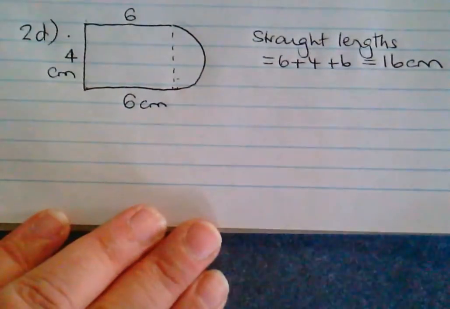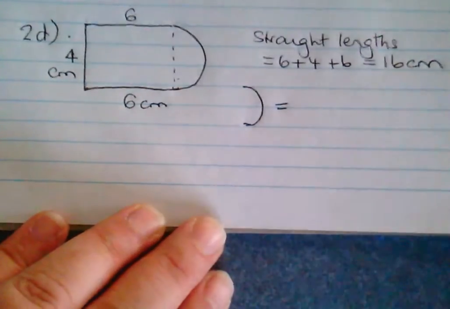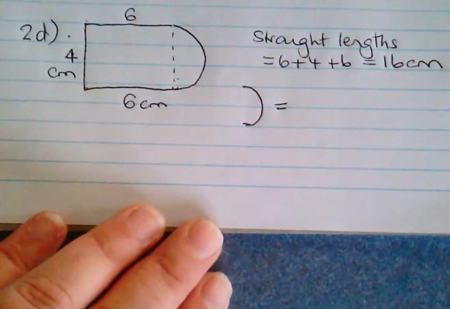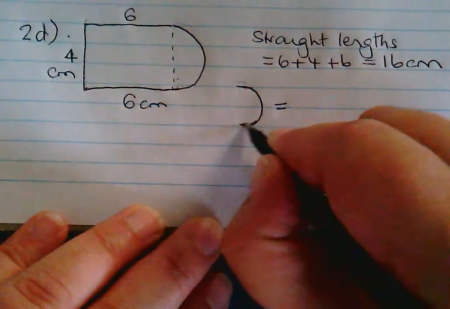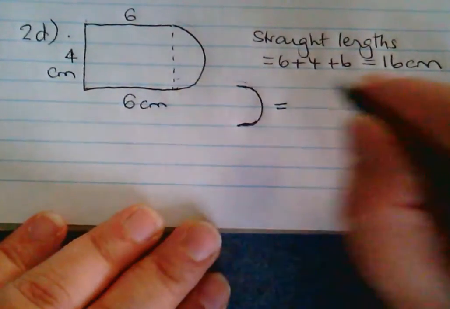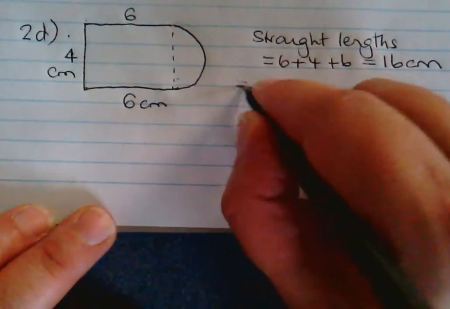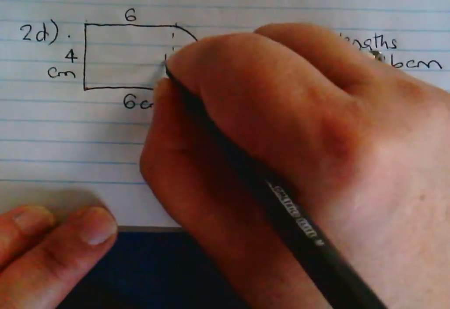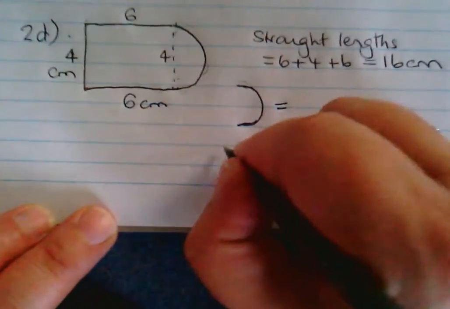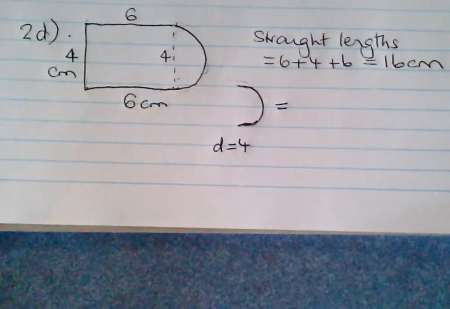Now we need the curved bit. How much of a circle is that? Isn't that half a circle? What's the formula for a full circle? This is a semicircle. Yes, you could use pi times d, or you could use 2 pi r, whatever you like. Now, what I'm going to do, we've got that there. What do you know about that circle? You know that the diameter is 4. So for that circle, I know the diameter is 4. But that's just a half circle I want.